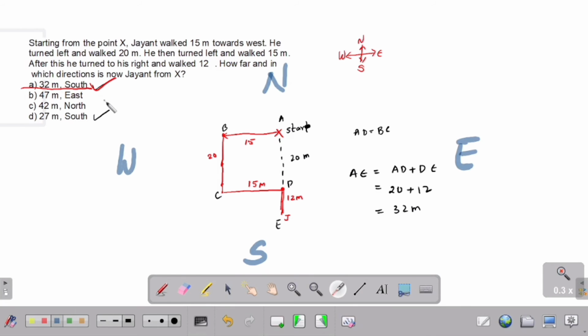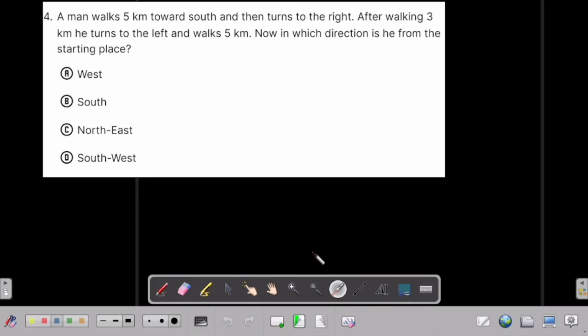Moving to the next question. What is our next question? Our next question is very simple. A man walks 5 kilometers towards the south and then turns right. After walking 3 kilometers, he turns to the left and walks 5 kilometers. Now, in which direction is he from the starting place? So it is the same as the previous problem. I will explain it.